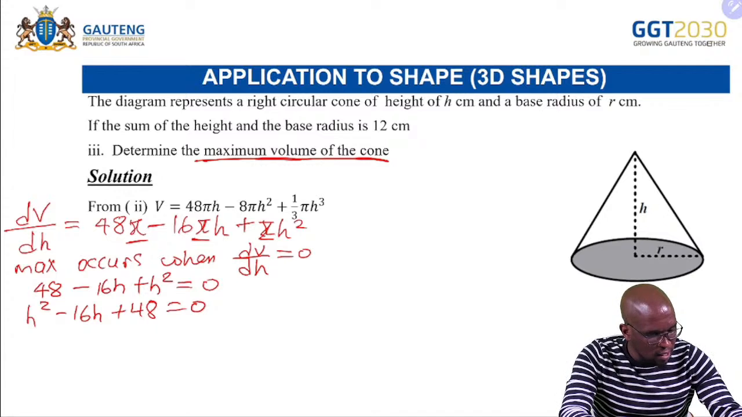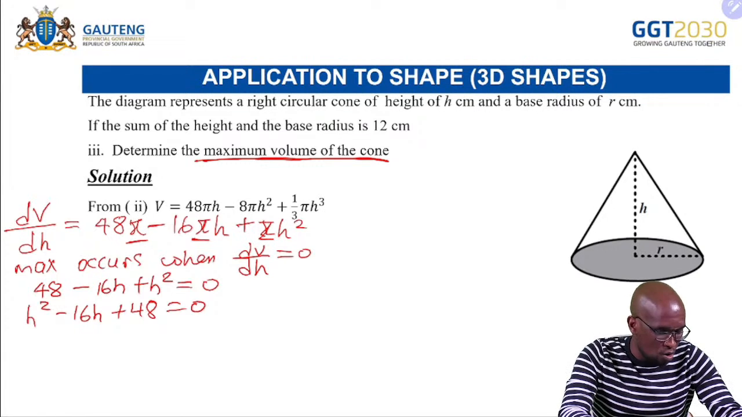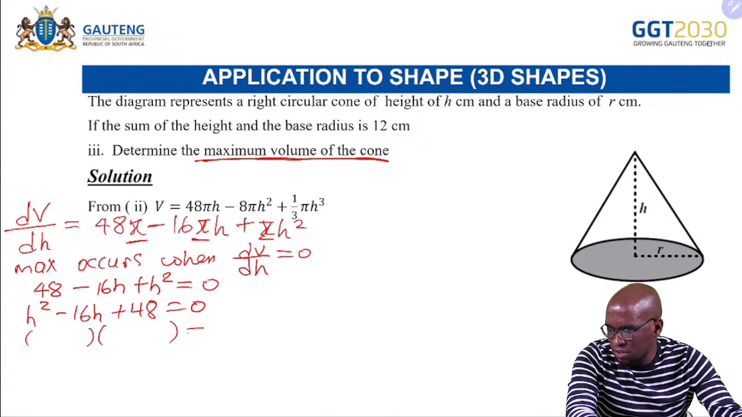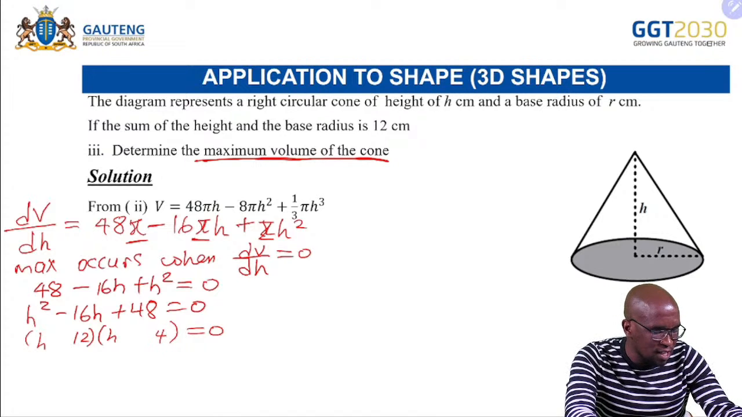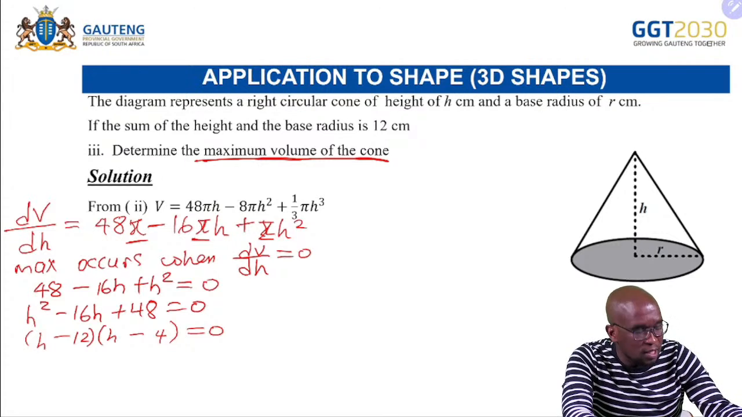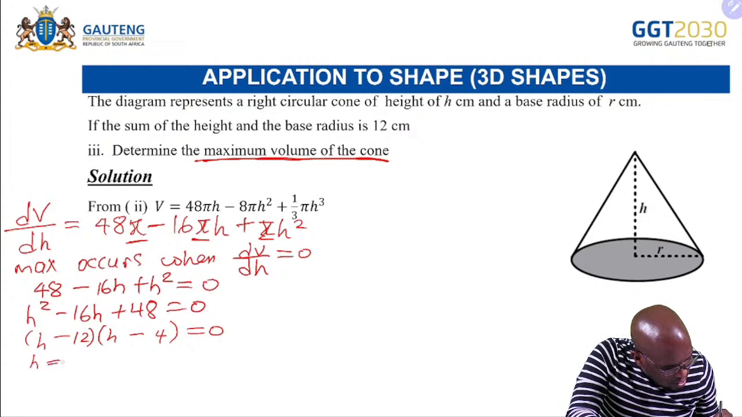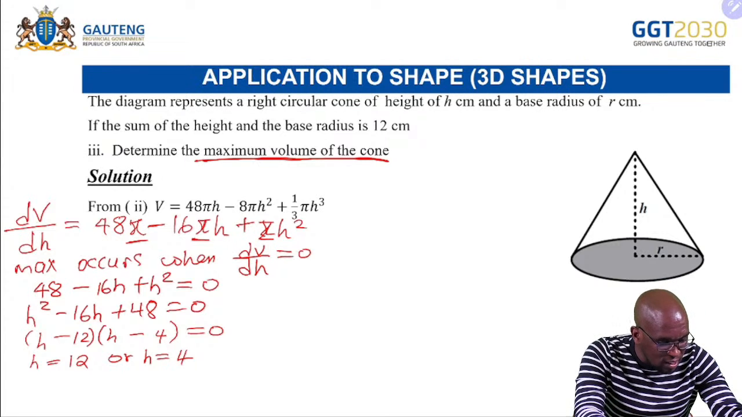We've written this quadratic equation in standard form, and now we want to find the value or values of h, which means that we have to factorize this quadratic equation. We can do so using inspection, or using the quadratic formula, or the method of completion of the square. If we use inspection, we look for the factors of 48 that can give us 16. So this is h and h, and that would be 12 and 4. Because the last term is positive, both terms carry the same sign as the middle term. So we work out that h is equal to 12 or h is equal to 4. So we get two values of h that can give us a maximum.